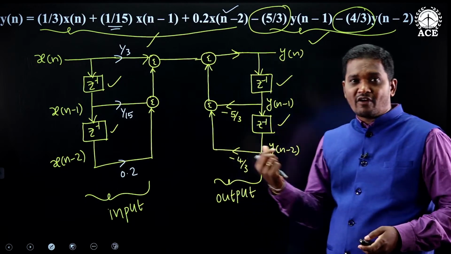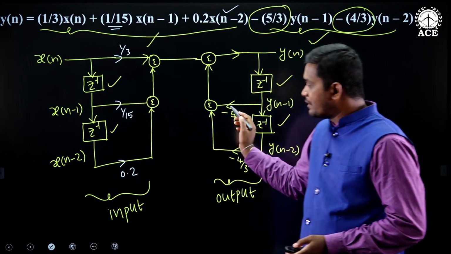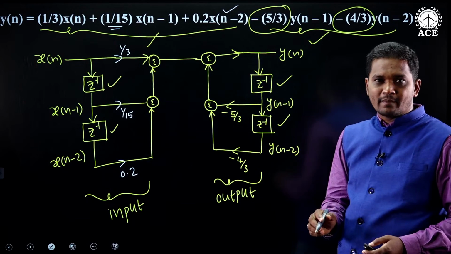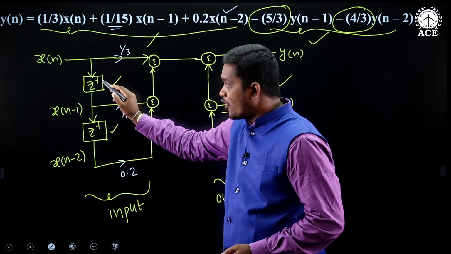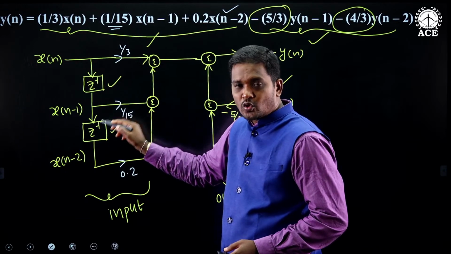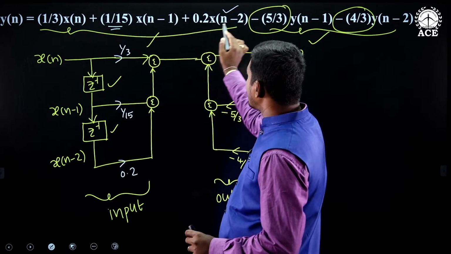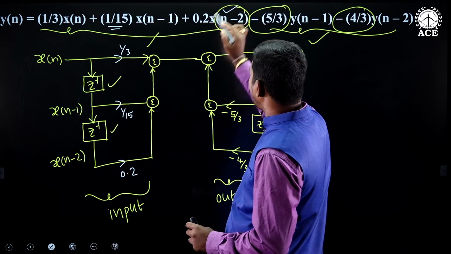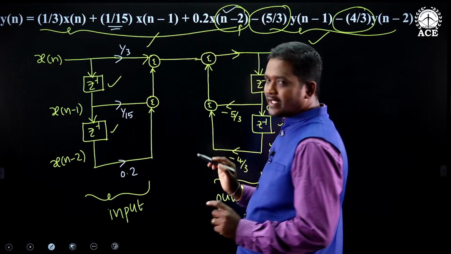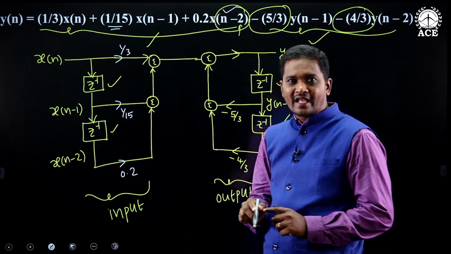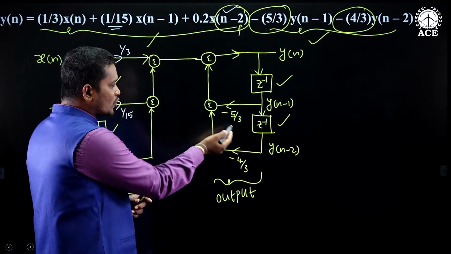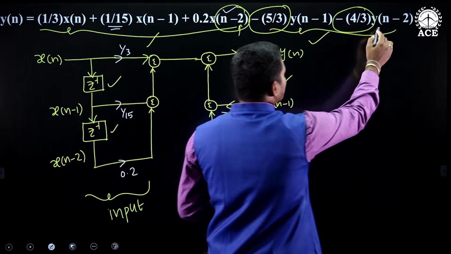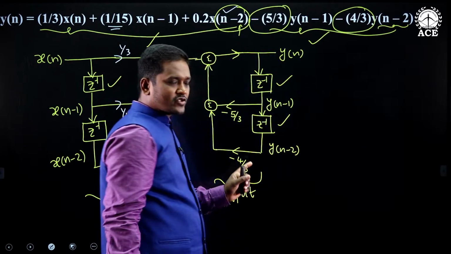Before that, tell me the formula for number of delay elements required in direct form 1 method. Maximum delay, how many delay elements have I used here? 2. Why? Because what is the maximum delay in the input side? N minus 2 means 2. That's why I have used 2 delay elements here. How many delay elements in the output side? 2 delay elements. Why? What is the maximum delay in the output? 2. So here also 2.